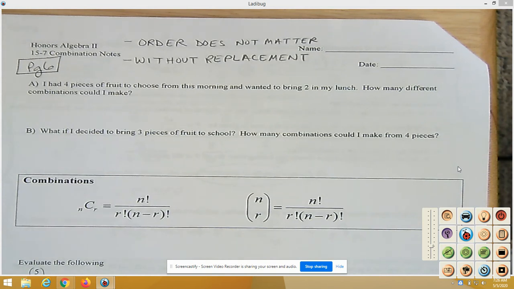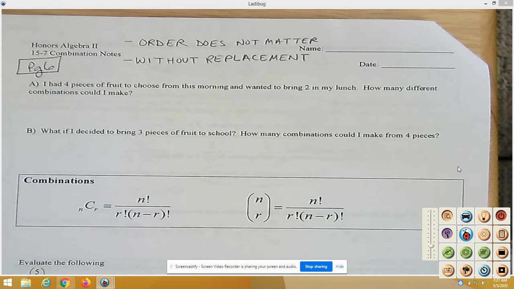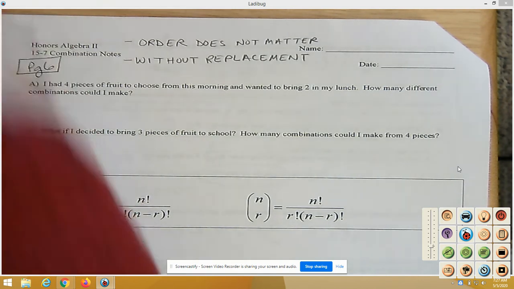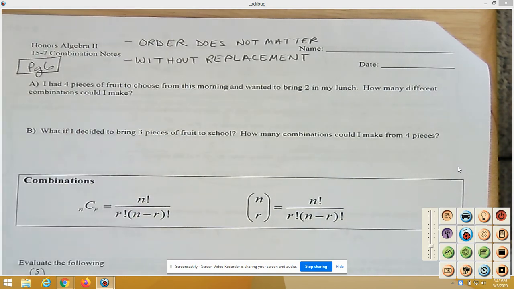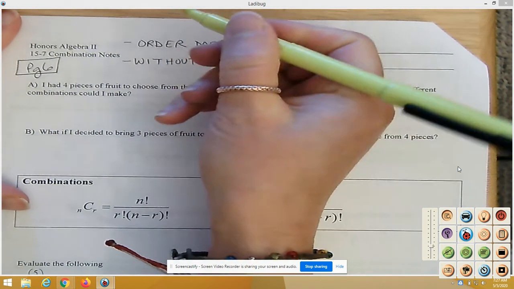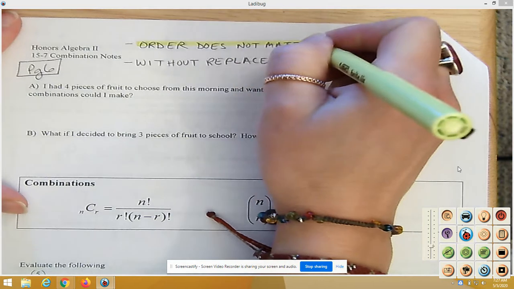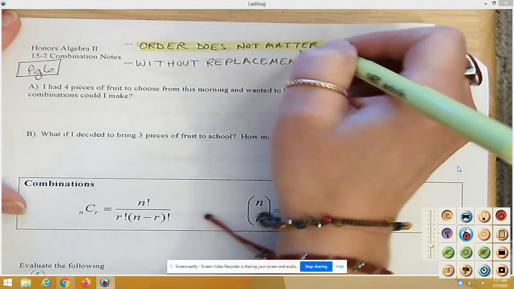In this video, we're going to be looking at combinations, which is from our textbook, chapter 15, section 7. The two big things that we need to know for combinations is that order does not matter and that it is without replacement. So if you printed out your notes packet, we are on page 6. And I'm just going to write that at the top and highlight that order does not matter and that this is without replacement.